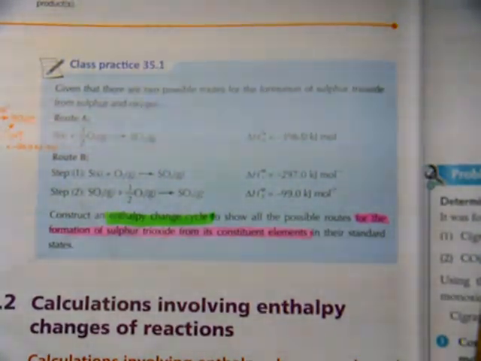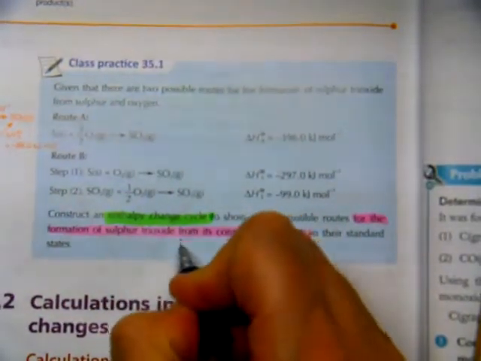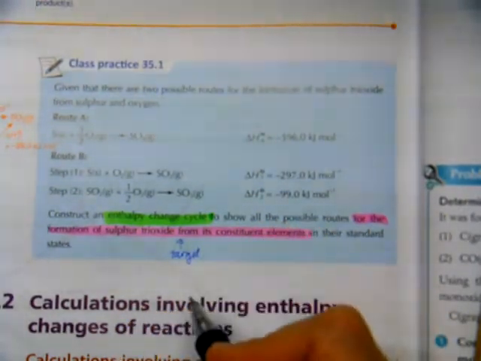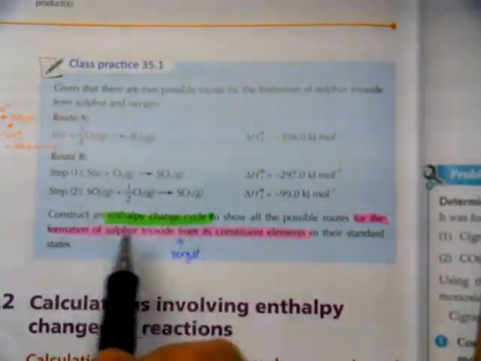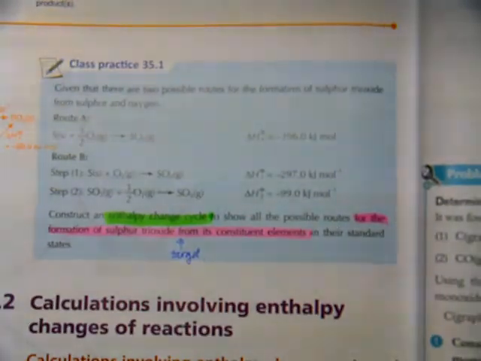Now, why do I ask you to highlight this sentence in red? Because it is our target reaction. So usually I will write down this target reaction horizontally. That means this is our starting point in drawing the cycle.